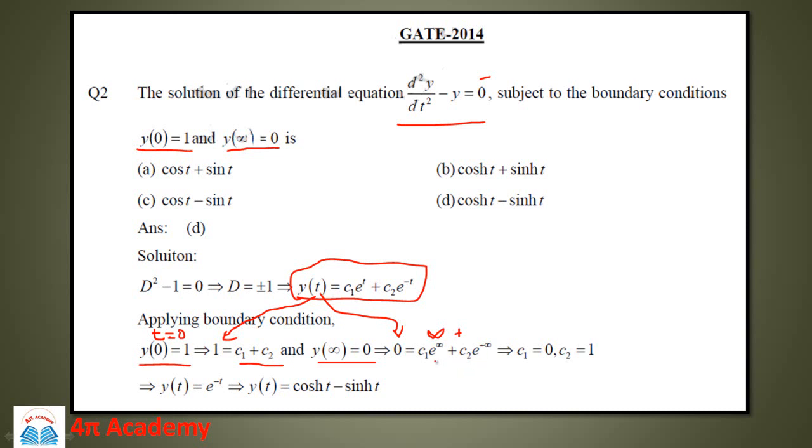So finally we get c1 equal to 0 and c2 equal to 1. So the final solution will be y of t is equal to... since c1 is equal to 0, this term will be 0, and therefore we get y of t is equal to c2 times e raised to power minus t. By using this boundary condition we get the value of c2 as 1. So since c2 is equal to 1, the solution is y of t is equal to e raised to power minus t.